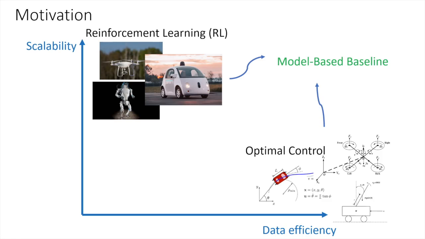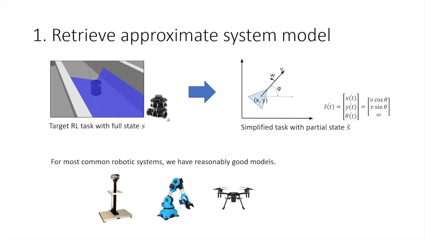In this work, we bridge the gap between reinforcement learning and optimal control by proposing a model-based baseline function as a special critic for policy evaluation. This baseline function is derived from a simplified optimal control solution.